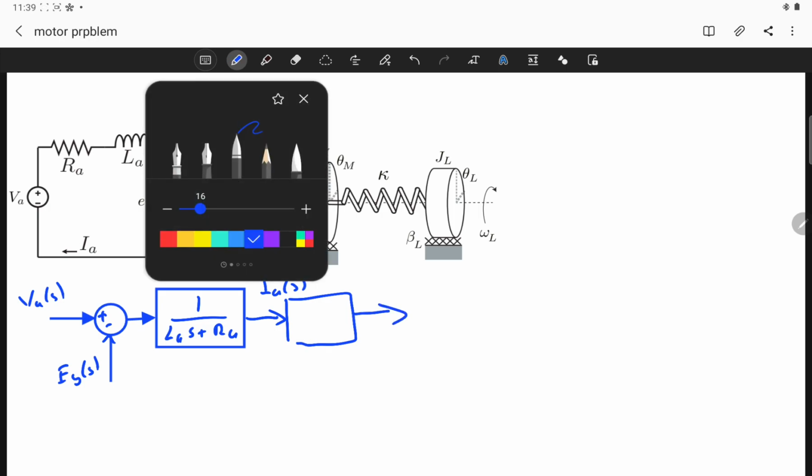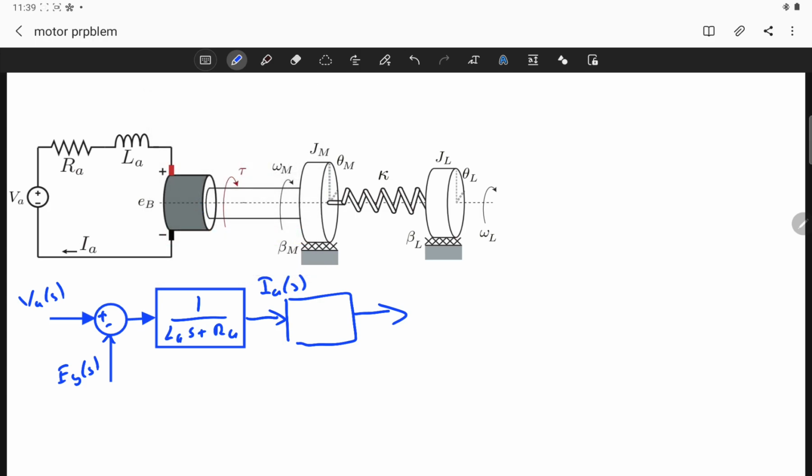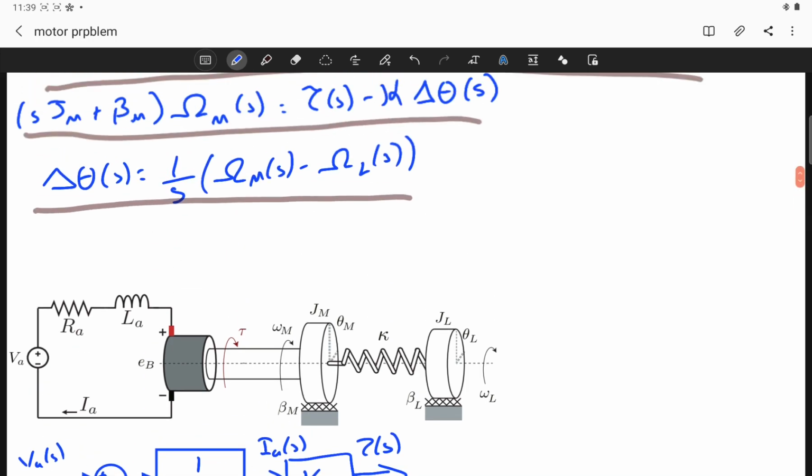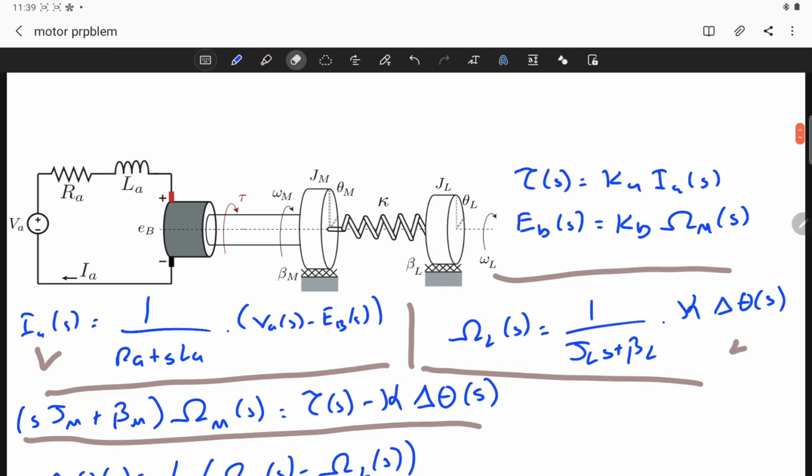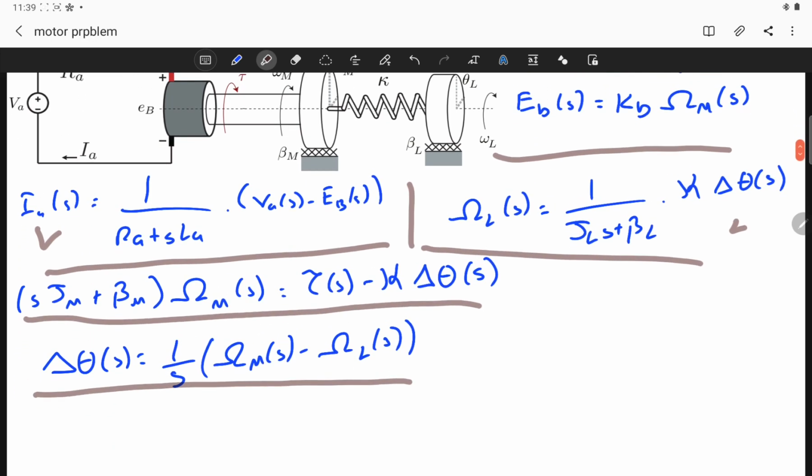Okay, this is equal to Ka, which produces the torque of s. So we are technically reaching somewhere from here. We generated the torque, and we also use this fact. So now what we can do is we can use this equation.